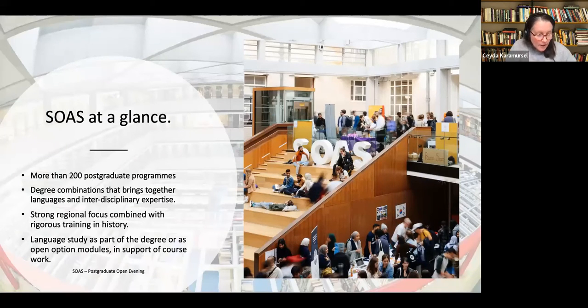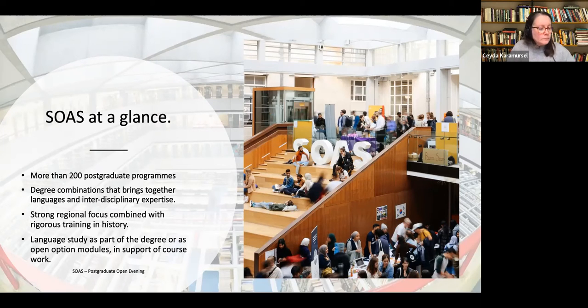That SOAS was founded as a graduate level institution continues to shape who we are and what we do, not only at the school level, but also at the program level. Unlike many other institutions in the UK that started with undergraduate teaching and then added graduate level programs, postgraduate study is and has always been at the center of all teaching here at SOAS, and continues to be so to this day.